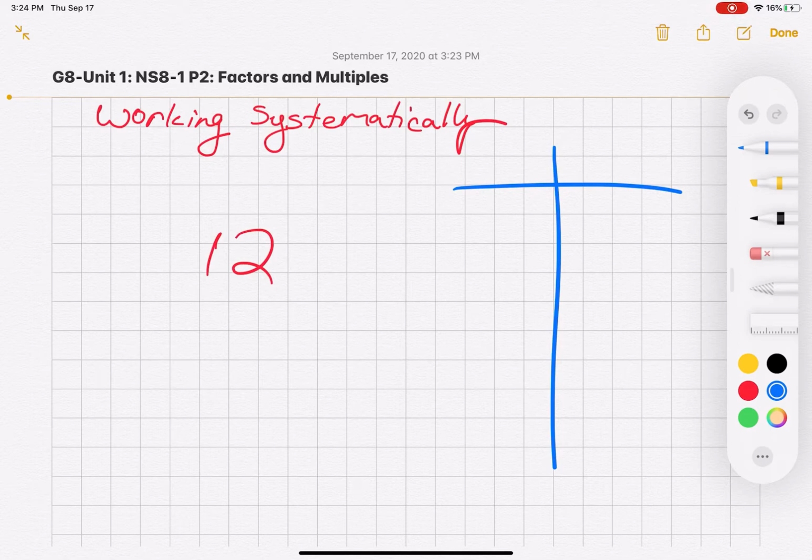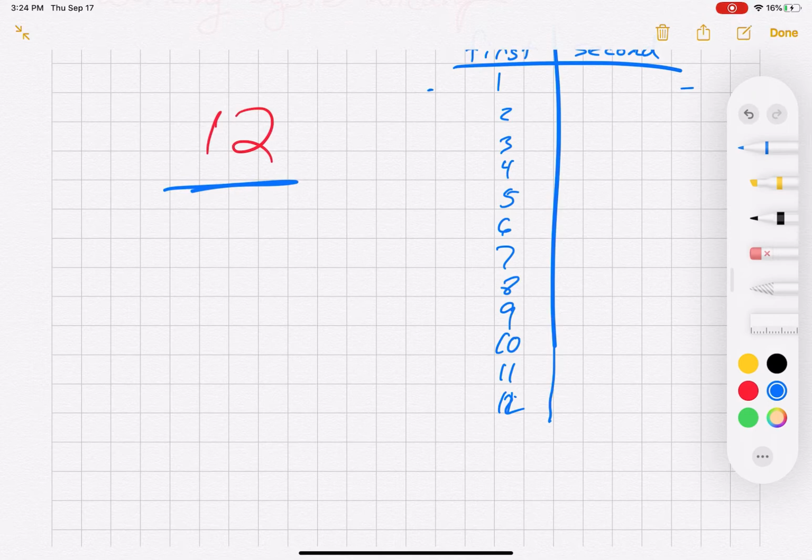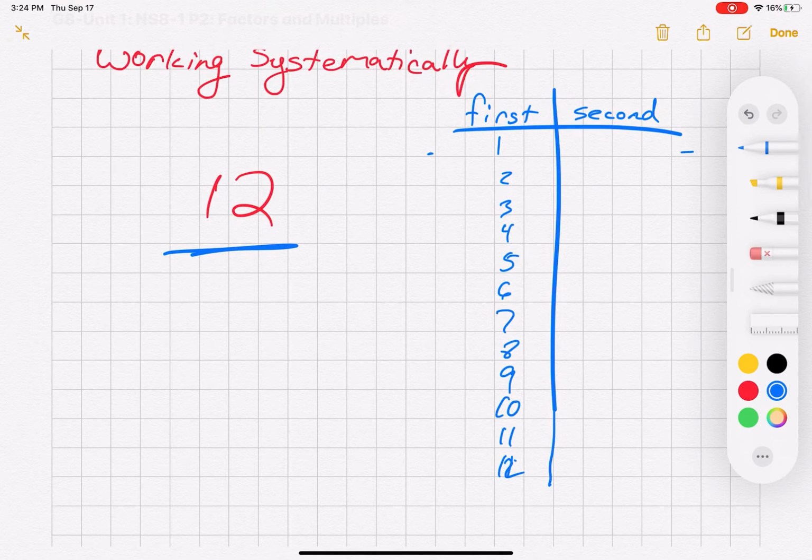So this is my first number, and this is my second. If I'm looking for factors of 12, I'm going to have two numbers, right? This number on this side is going to be multiplied by this number on this side. So I'm going to start just by numbering down. All right, and I'm going to stop at 12 because that's our target number, right? We're trying to find the factors of that number. So what I'm going to do first is number all the way down to 12, and then I check each one.